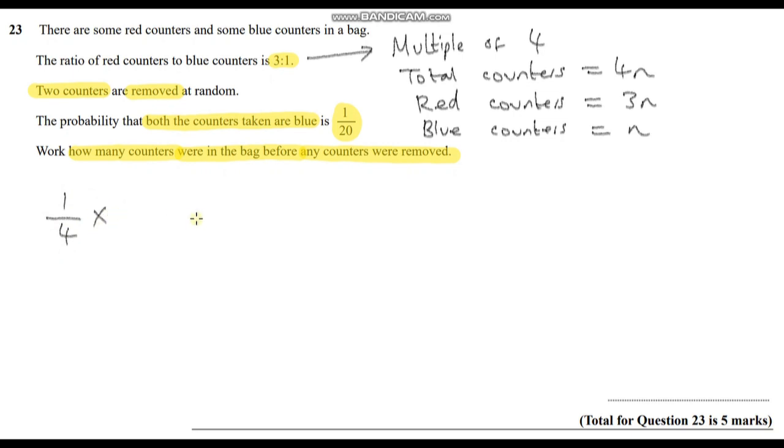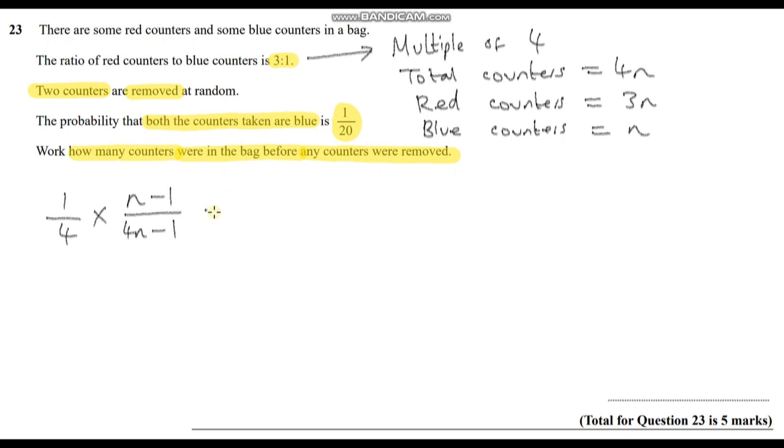And now we need to multiply that by the probability of picking another counter that is also blue. But it's not going to be 1/4, because when we take out a counter, there's going to be less in the bag. We don't put it back in. So first of all, how many blue counters are there now in the bag? Well, there was n, so there's going to be now n minus 1. We're losing one blue counter. And how many total counters are we now left with? Well, we started off with 4n, but again, we're taking away 1, so it's 4n minus 1.